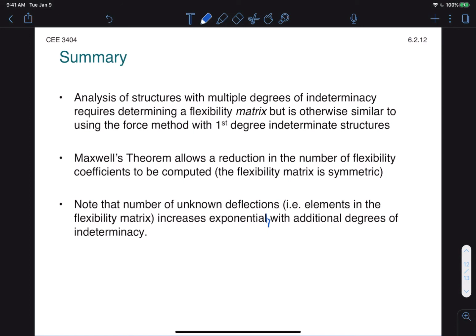And of course, tables also help a lot here, right? So we will be using tables extensively for multiple degrees of indeterminacy, especially because, again, doing principle of virtual work would entail even more work. So always try to set it up such that you can solve these problems using tables.